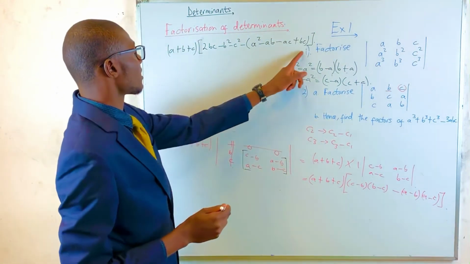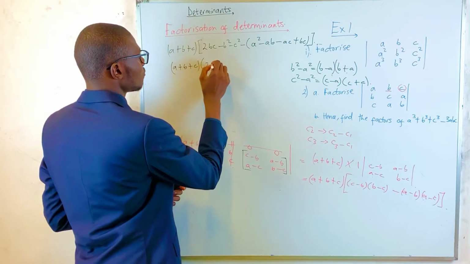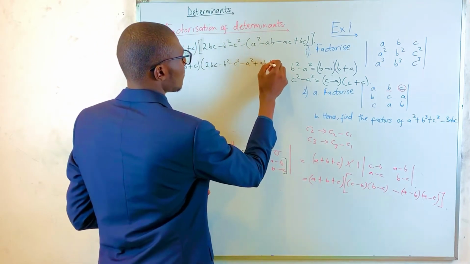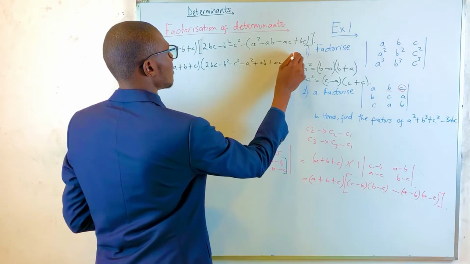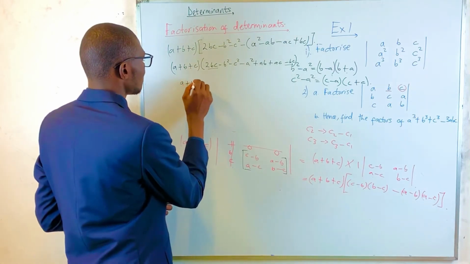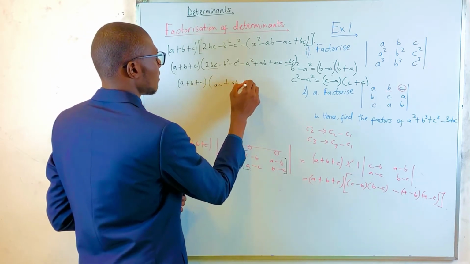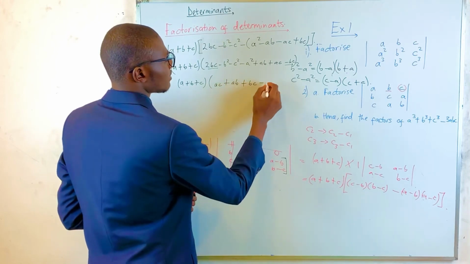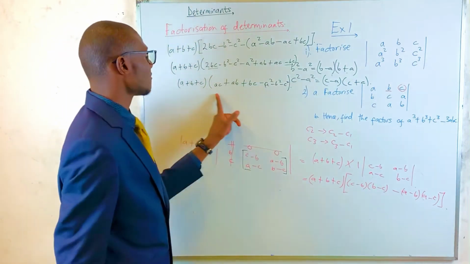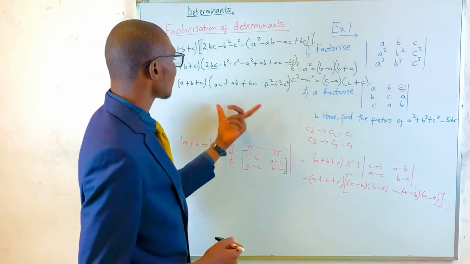Now if we remove these brackets, we have A plus B plus C, then 2BC minus B squared minus C squared, then minus A squared plus AB plus AC minus BC. Then minus BC plus 2BC gives us BC. So we've got A plus B plus C multiplied by AC plus AB plus BC minus A squared minus B squared minus C squared. This becomes the factor that we get. Of course we can multiply out if we want, or just leave it like that.